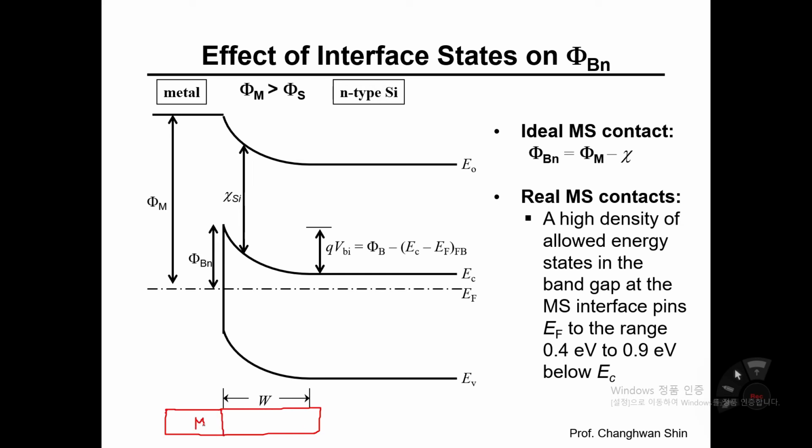So here, metal and semiconductor. I'm talking about this physical interface. There is a metal atom and a silicon atom. Do you agree? Do you think these metal and silicon atoms are well bonded without any defect?